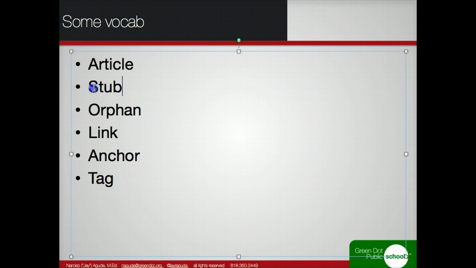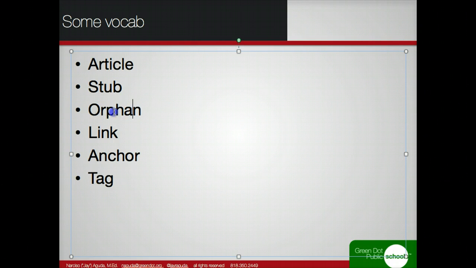A stub is basically an article that is not yet complete. So when we start building our articles, our lesson plans, and different resources that we're going to place onto the wiki, they will likely be stubs until we complete them or until we have enough information in there for them to be a true article.